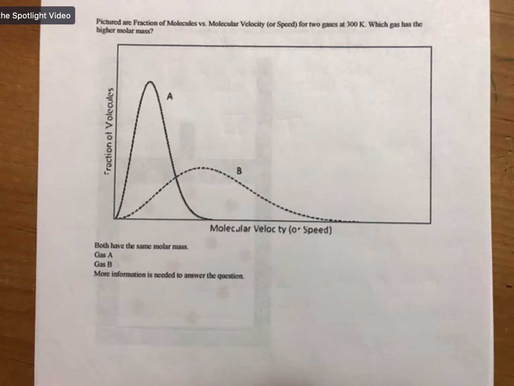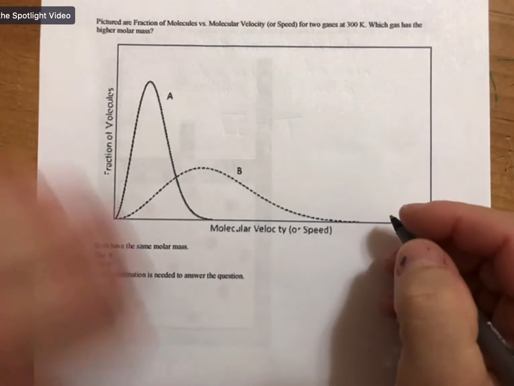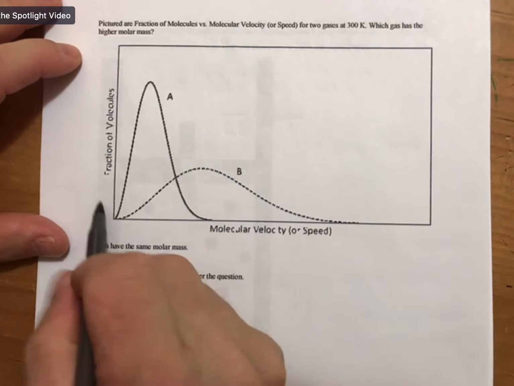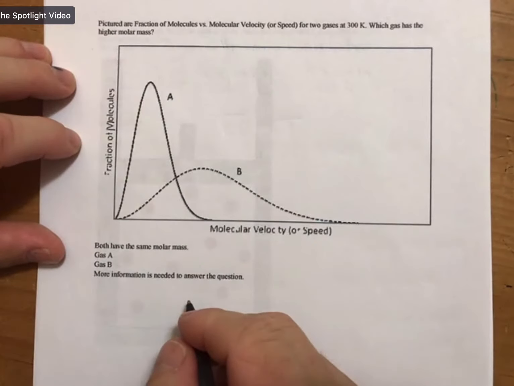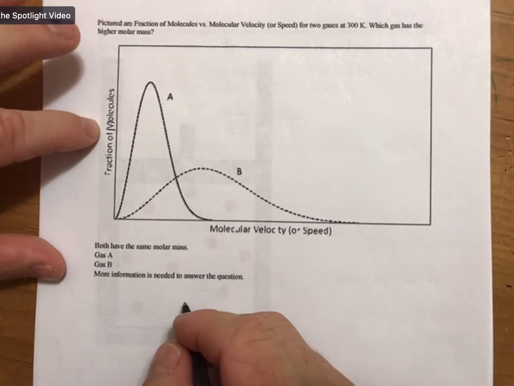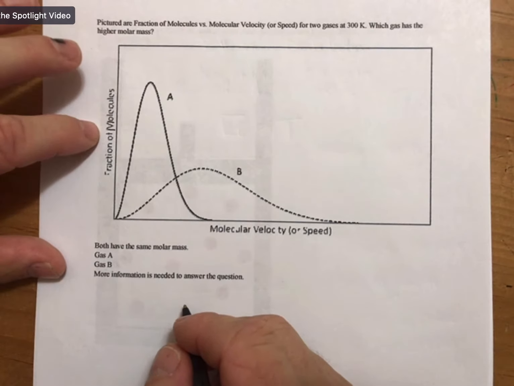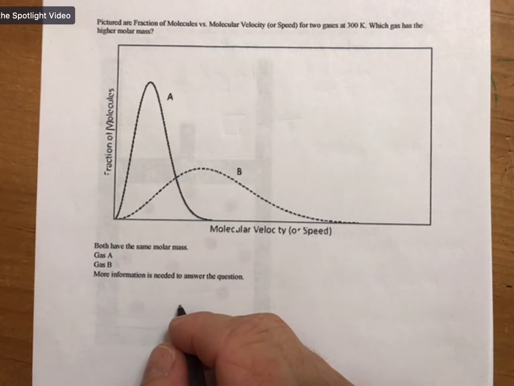This one says, pictured are fraction of molecules versus molecular velocity or speed for two gases at 300 Kelvin. Which gas has the higher molar mass? Well, for this one, there's a couple equations. First of all, the fraction of molecules, my printing and copying didn't come out very well, but this says fraction of molecules, so the y-axis is the same as the previous one.